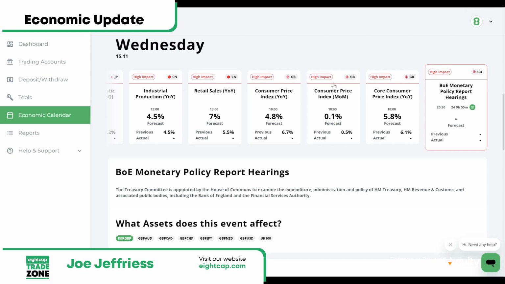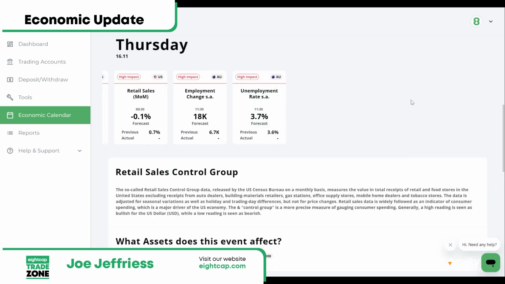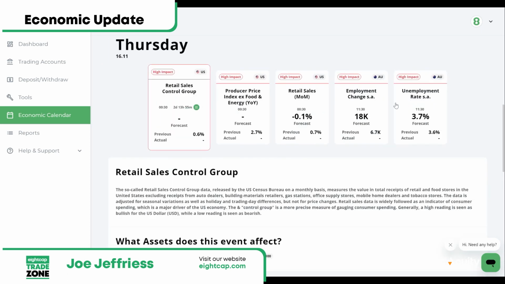Then moving into Thursday, we have more US inflationary data coming out, and we also have retail sales. This is another piece in the puzzle this week. Depending on what comes out in CPI, this could make things interesting, depending on what comes out in the producer price index, and if retail sales give us any surprises that could add to it as well.